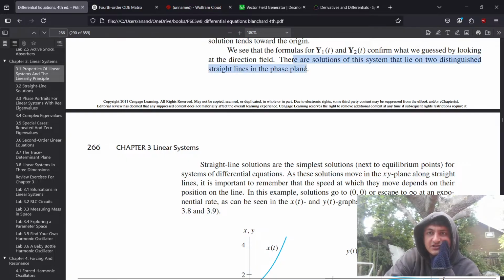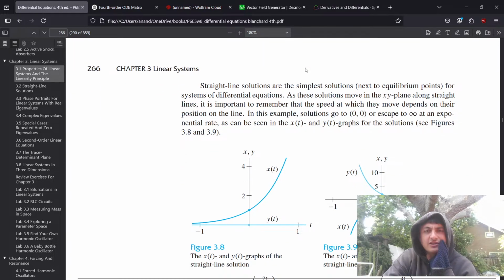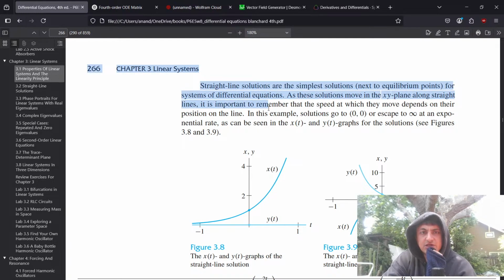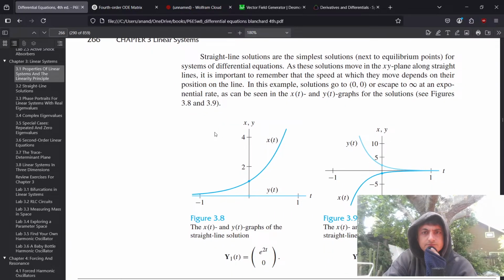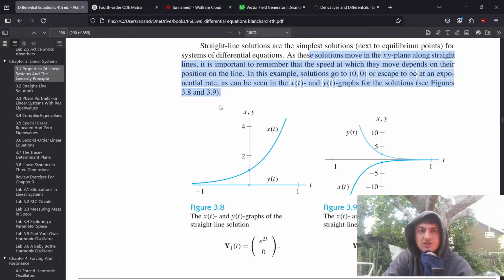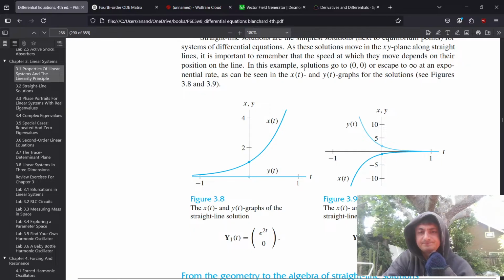There are solutions of the system that lie on two distinguished straight lines in the plane. Straight line solutions are the simplest solutions for systems of differential equations. As those solutions move in the xy plane along straight lines, it is important to remember that the speed at which they move depends on their position on the line. In this example, solutions go to (0, 0) or escape to infinity at an exponential rate.